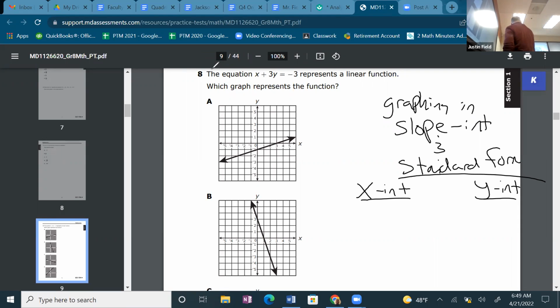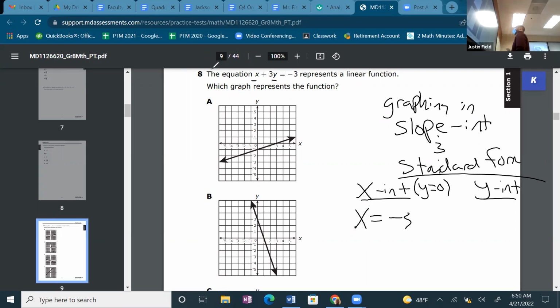The x-intercept is where... in this case, it would be x equals negative 3. A lot of people think the x-intercept is 1 and the y-intercept is 3. But no. To find the x-intercept, that's when the y is 0. So you just get rid of the y.